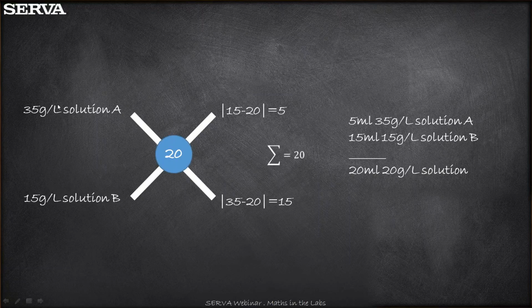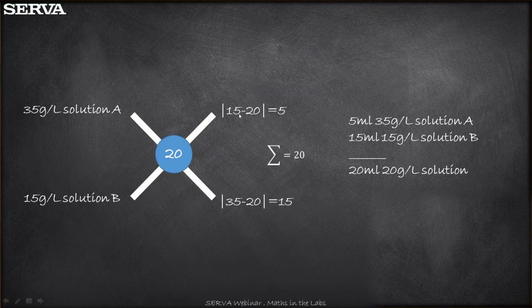And first, you note on the left side of the cross your adducts, or what you have, and in the middle you write down the goal. So you have 35 grams per liter solution A, 15 grams per liter solution B, and 20 grams per liter of your mixture. Then you subtract the values crosswise. So you do 35 minus 20 is 15, and on the other side 15 minus 20.